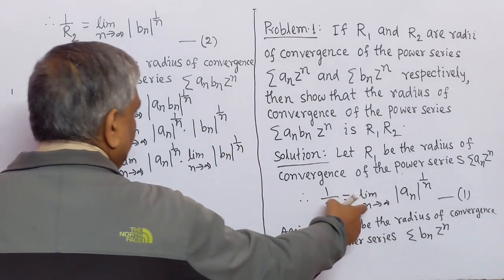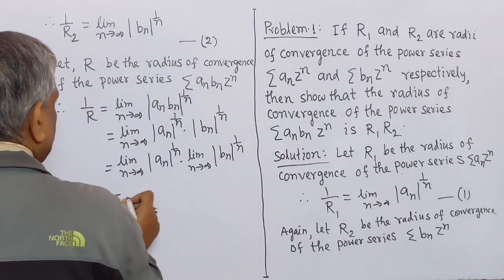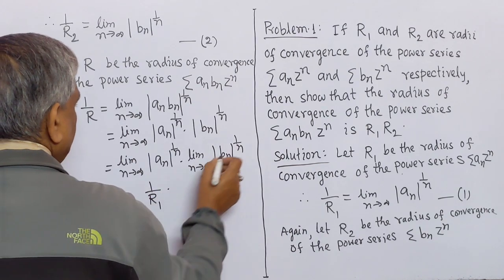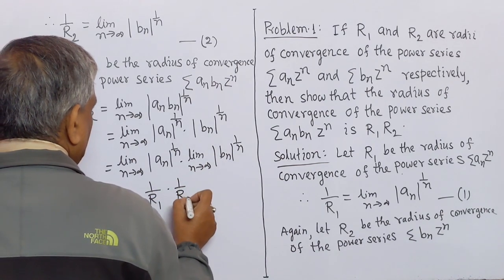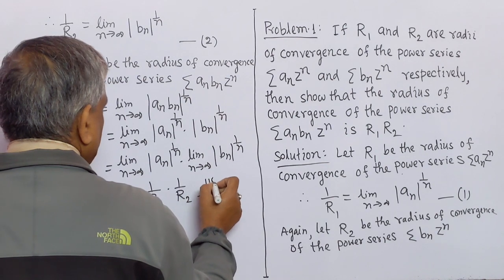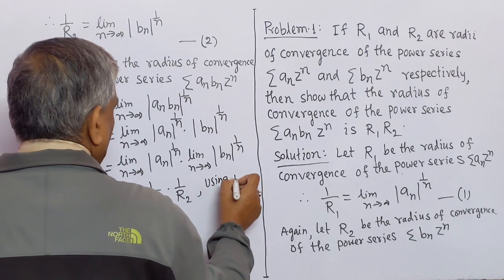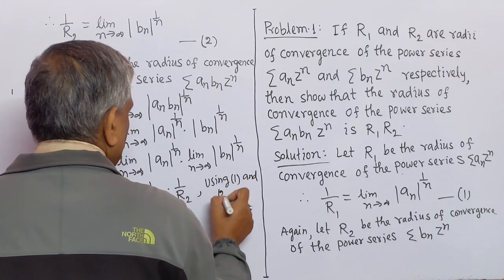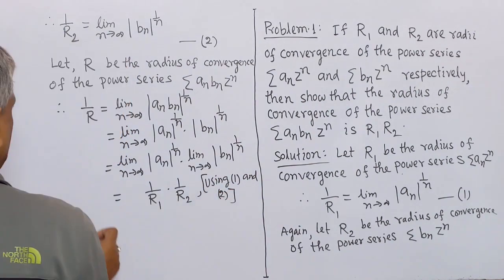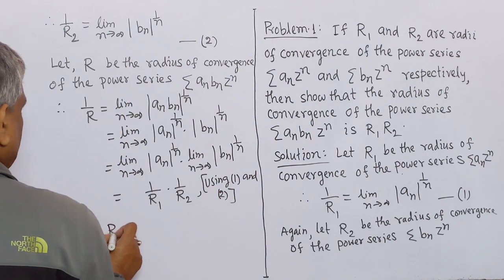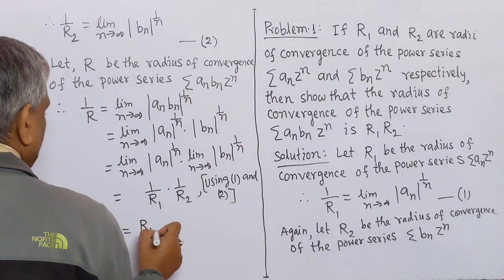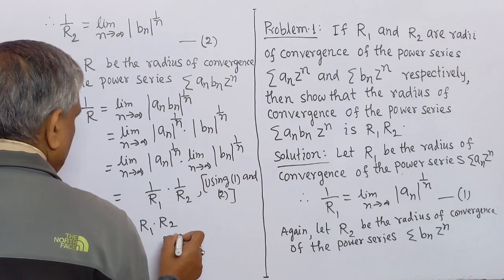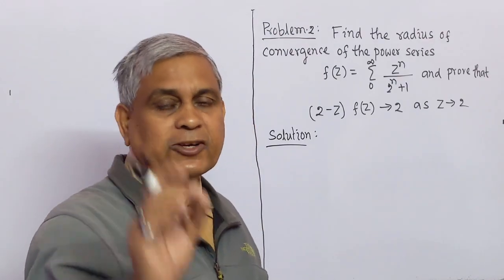Using 1 and 2 we get this is 1 by R1 and this is 1 by R2. Using 1 and 2 implies that R equal to R1 multiply R2. Proved. Now we solve the next problem.